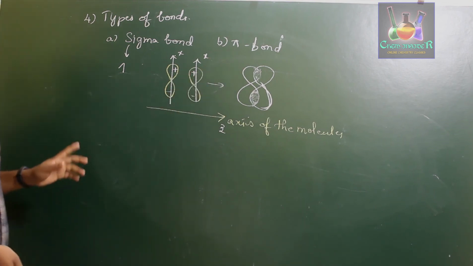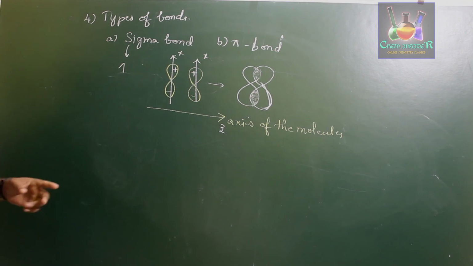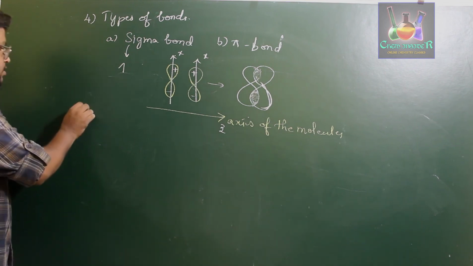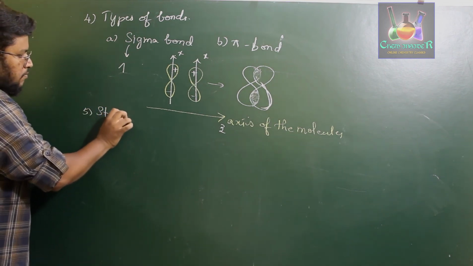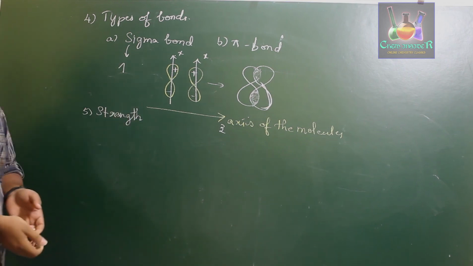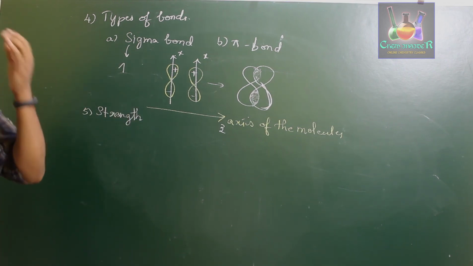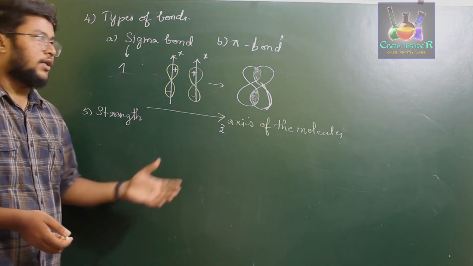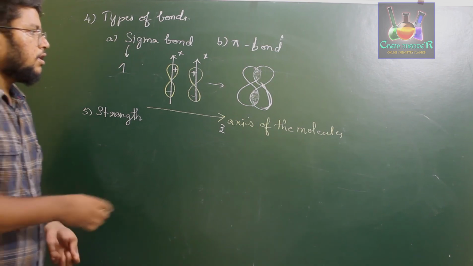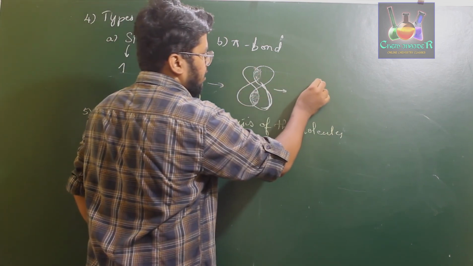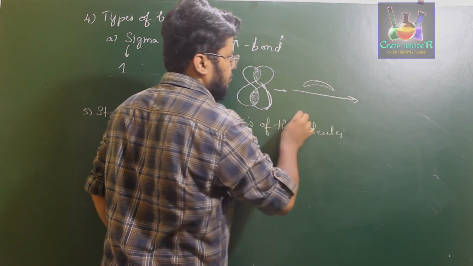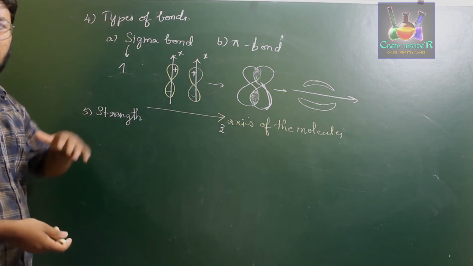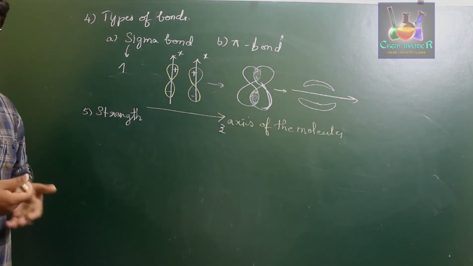So this is about the types of bond because of the overlapping. There are two types of bond, sigma bond and pi bond. Next is the fifth point, that is the strength of these two bonds. Whenever you consider the strength of sigma and pi bonds, we can clearly say that pi bonds are a lot weaker when compared to sigma bonds. If this is the axis of the molecule, the electron cloud of these bonds will be present above and below the axis of the molecule. That is nothing but the plane of the molecule.